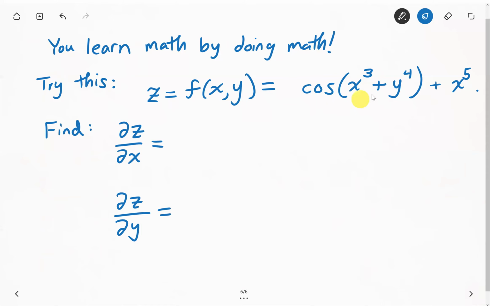There might be maybe a chain rule in here. You've got functions inside functions. Just keep in mind what's a derivative and what is not. All right, good luck.